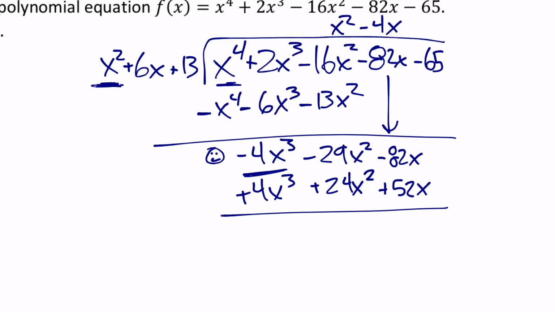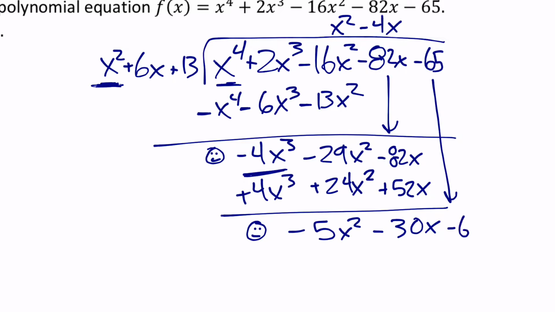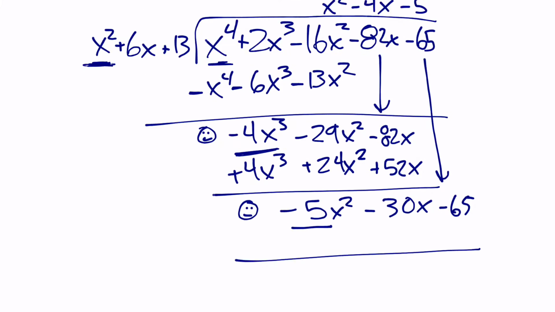So now minus 4x cubed plus 4x cubed is 0. Again, we're happy, we should get 0 there. Minus 29x squared plus 24x squared is minus 5x squared. Minus 82x plus 52x is minus 30x. And now we drop our minus 65 all the way down, and we play the game one last time. x squared times what is negative 5x squared? It is negative 5.